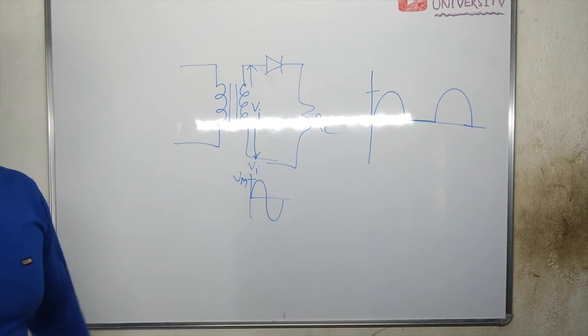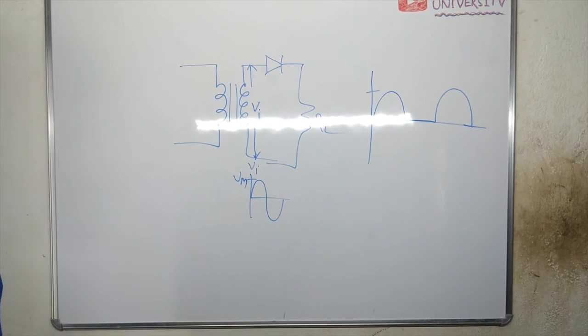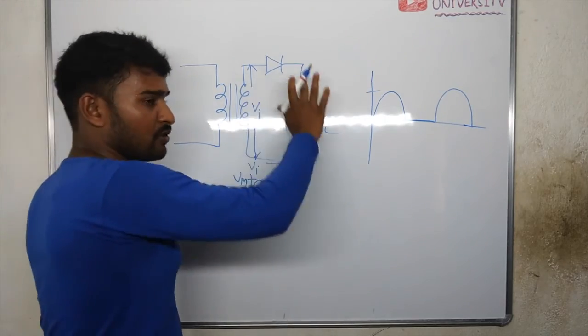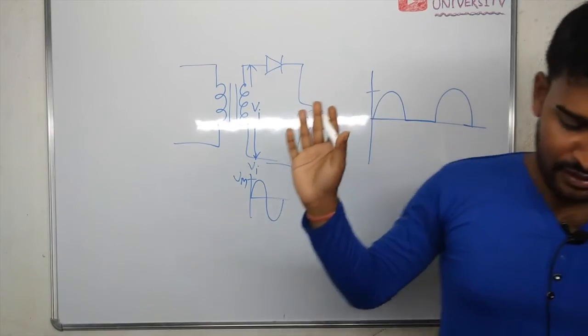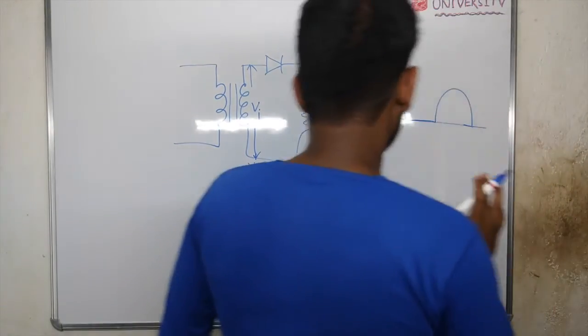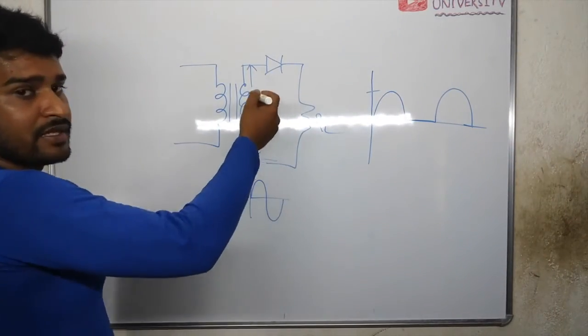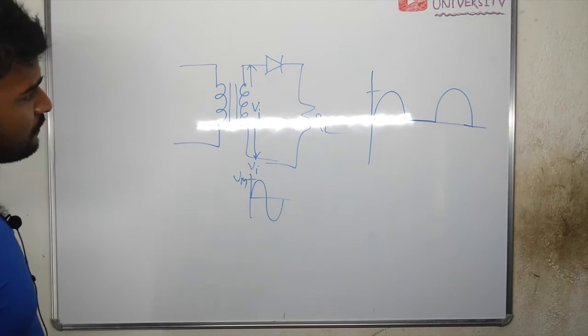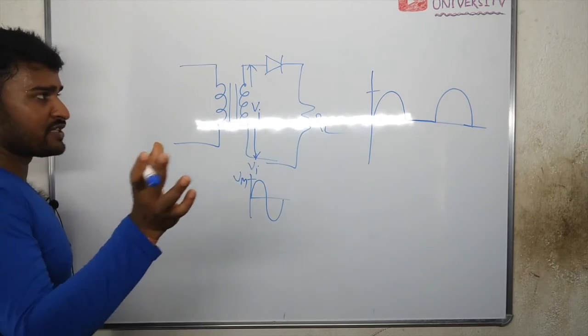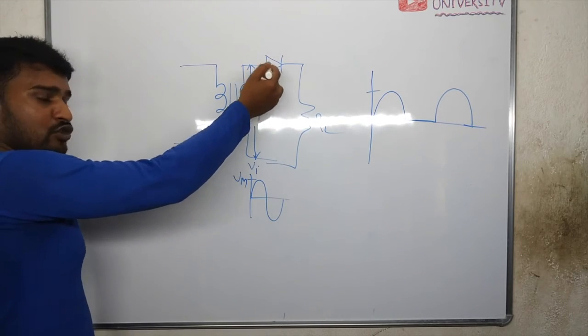when it is forward biased. Ignoring the diode drop means there is no voltage across the diode when it is forward biased. If some voltage is dropped across the diode when it is forward biased, you need to replace this diode with a resistance RF. So here the question says to ignore the diode drop.